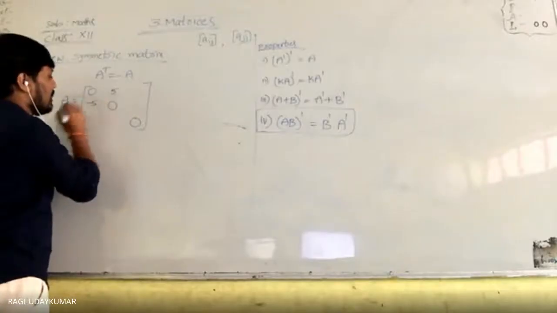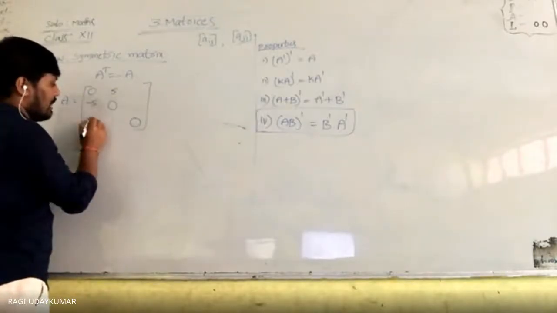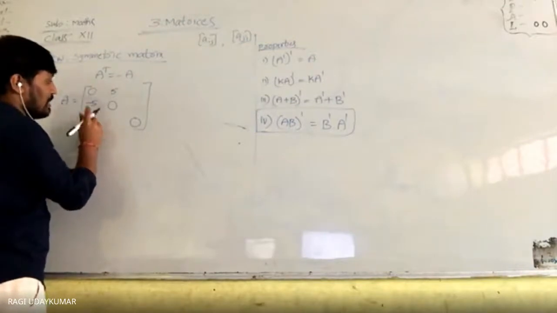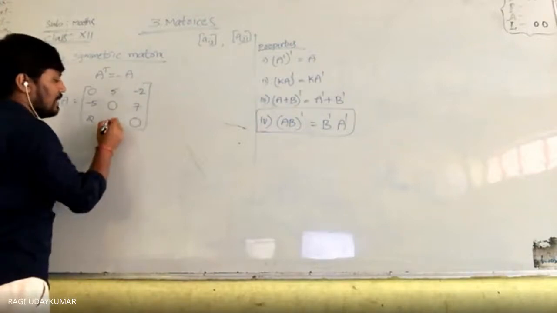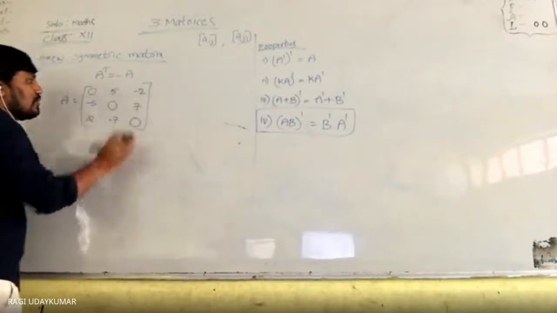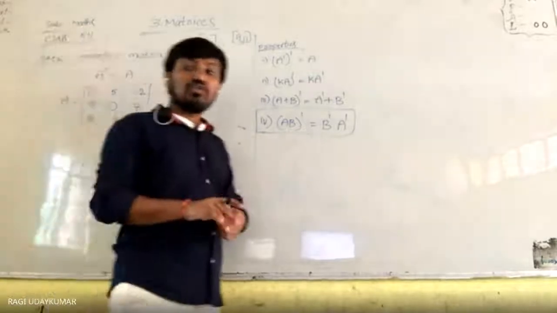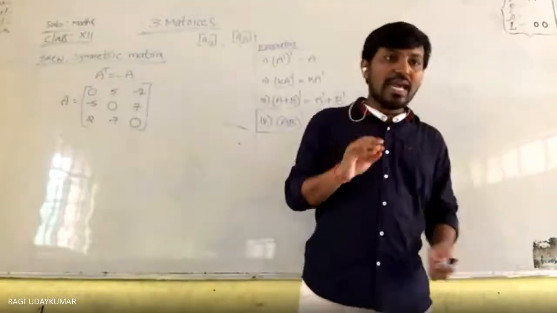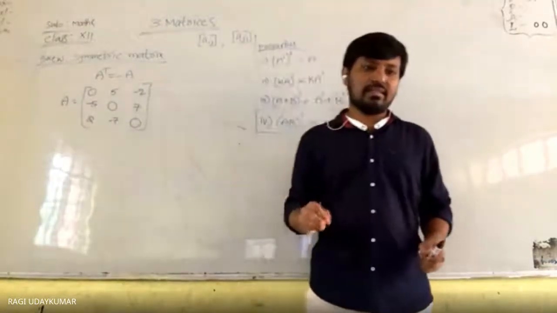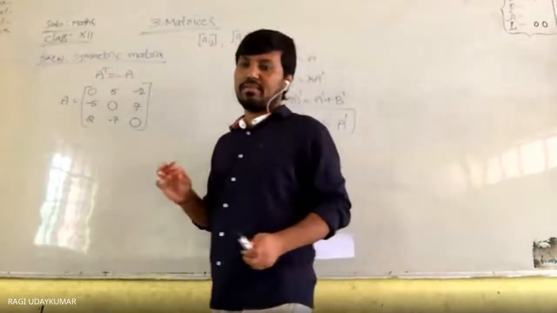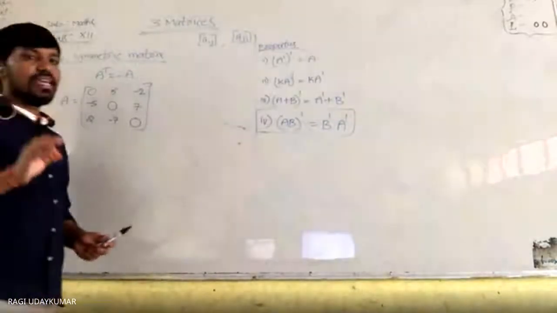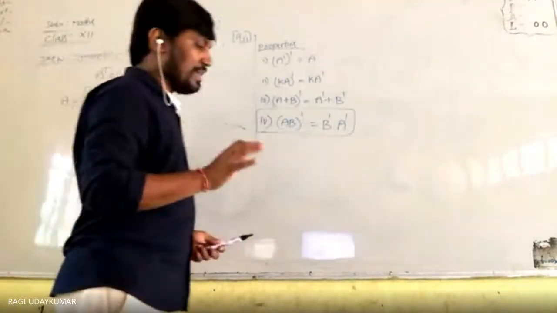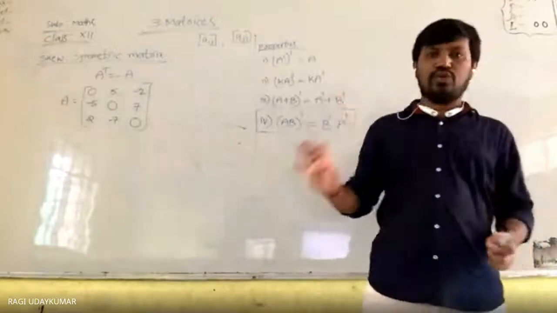Let us see here, one example. Let us take minus 5 and minus 5. Here I have taken plus 2, then in this place minus 2. Here I have taken 7, here we need to take minus 7. Now you see that this matrix is a skew symmetric matrix. So for a matrix to be skew symmetric, the diagonal elements should be zeros.